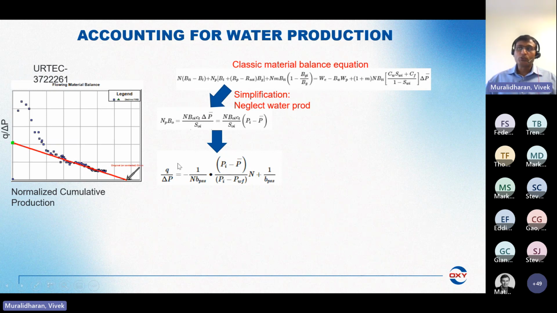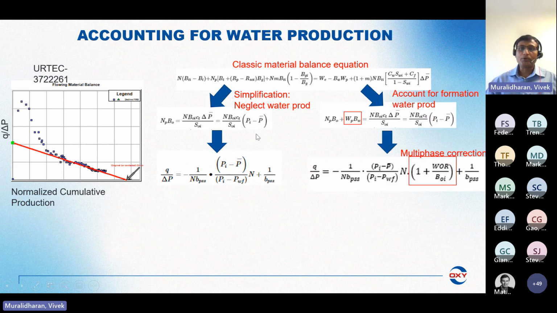The problem with this one is, as long as you don't produce water, it's fine. But in Permian Basin reservoirs, we are seeing a lot more formation water. The water ratio is pretty high for the entire life of the well. So when multi-phase flow comes in, you cannot neglect the water production. You have to go back to the material balance equation, and the formation water is part of it. You cannot calculate oil in place by neglecting the water production.